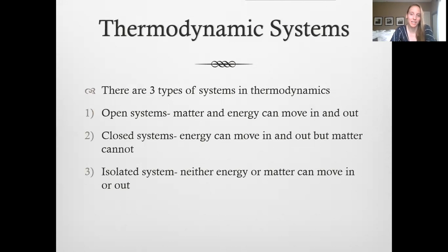There are 3 different types of systems in thermodynamics. In open systems, both matter and energy can move in and out. So the Earth is an example of an open system.